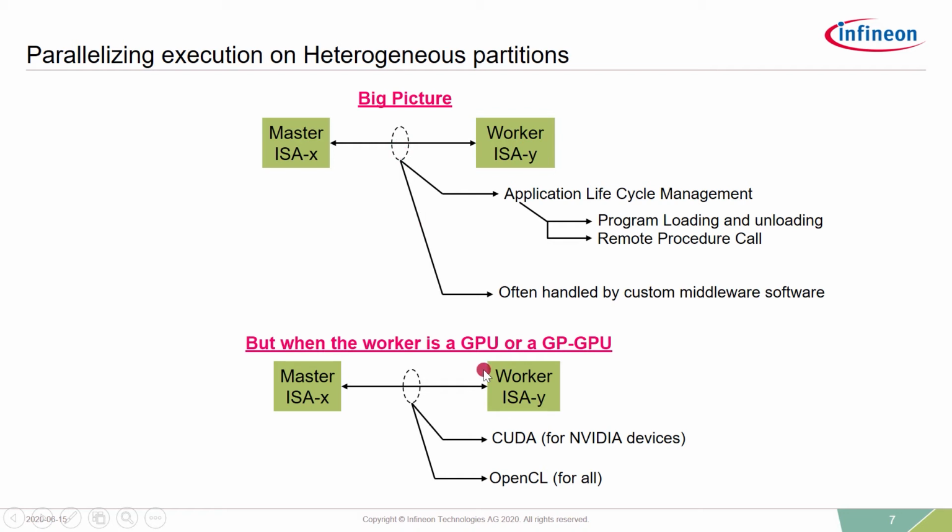But should the worker core turn out to be a GPU or a GPGPU, then it's a completely different ball game. The de facto framework or the de facto standard for this middleware is generally CUDA for NVIDIA GPUs or NVIDIA devices, if you will, and OpenCL for everything else, including the NVIDIA devices.